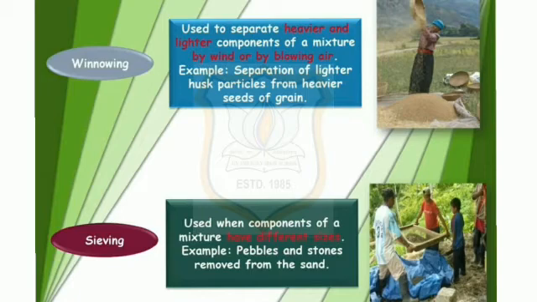Coming to the fourth method, it is sieving. What is the meaning of sieving? It is used when components of a mixture have different sizes. For example, pebbles and stones removed from the grain.